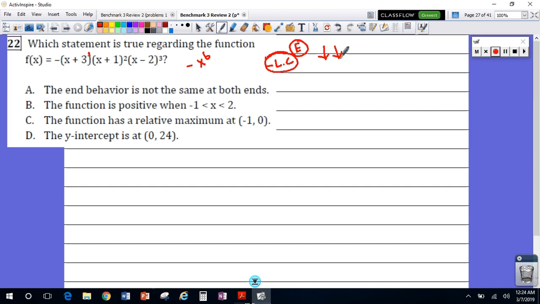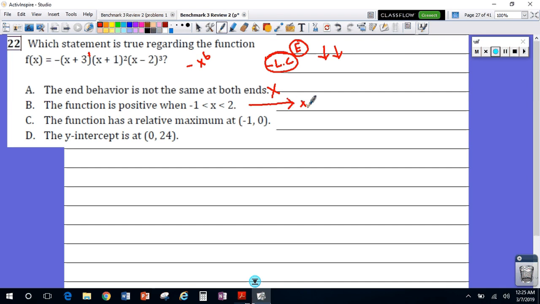Right. Okay, that is one property we know. Now, the end behavior is not same at both ends, but it is same here. So the option 1 is wrong. So the function is positive when x is between negative 1 and 2. Okay, let me check this one.